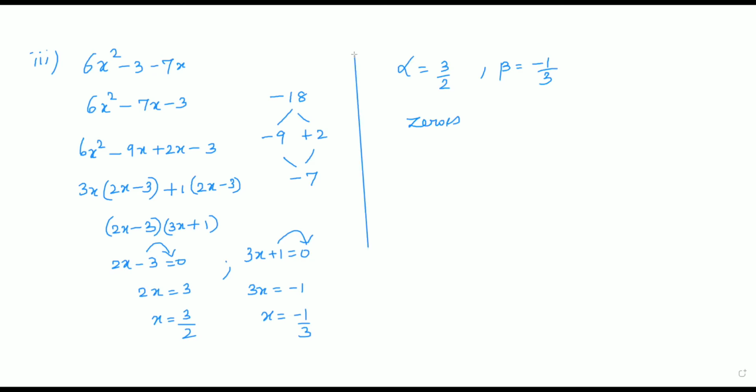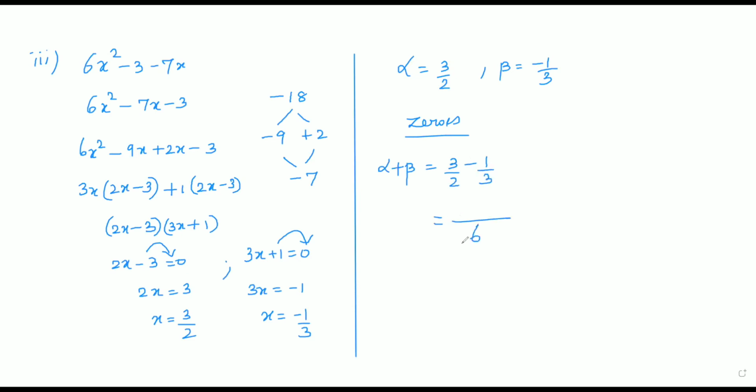So when we check the zeros, alpha plus beta is 3 by 2 minus 1 by 3. Take the LCM. LCM is 6. 3 3s are 9 minus 1 into 2, 2. So 9 minus 2 is 7 by 6. Alpha beta is 3 by 2 into minus 1 by 3. So 3 and 3 will get cancelled and you get minus 1 by 2.